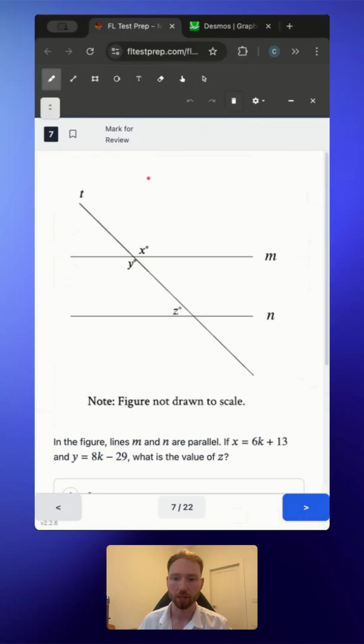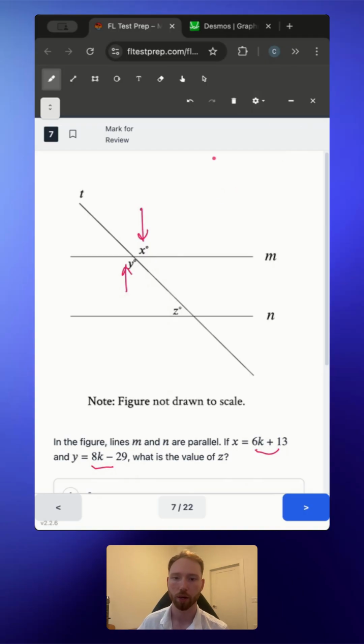All right, let's take a look at this. In the figure, lines M and N are parallel. If x equals 6k plus 13 and y equals 8k minus 29, what is the value of z? All right, so first things first, I need to figure out what x and y are. I can do this because I know x and y should be equal to each other. Therefore, I can set their equations equal together to find k. Once I find k, I can figure out what y or x is, and I can use that information to solve for z.